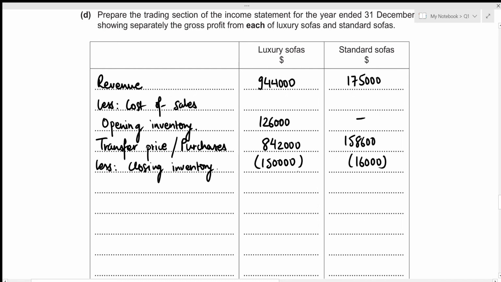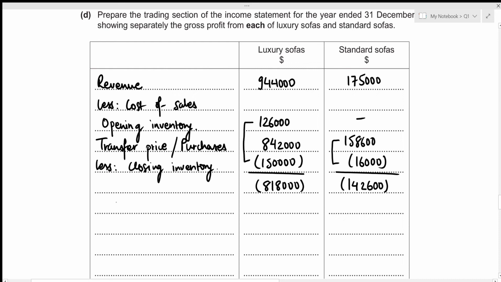So now we will figure out our total cost of sales, which is the sum of these three amounts for luxury sofas. So that's 126,000 plus 842,000 minus 150,000, which results in 818,000. And since we are to subtract the cost of sales, I'm going to record it in a bracket again. Now we repeat the same process for standard sofas. The total of the cost of sales is going to be the sum of these two amounts. So that's 158,600 minus 16,000, which results in 142,600. Again, this should be in a bracket because we need to subtract it from the revenue in order to figure out our gross profit.